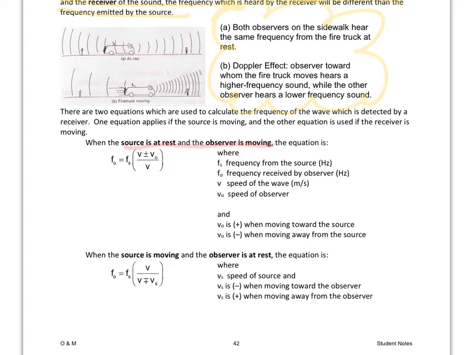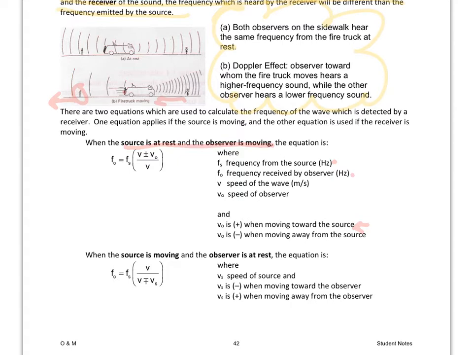Fs is the frequency from the source. F naught is the frequency received or heard by the observer. V is the speed of the wave. V naught is the speed of the observer. V naught is positive when they are moving towards the source, so when the observer is moving towards the fire truck, and V naught is negative when it is moving away from the source. So if this person was walking away from the stationary fire truck.